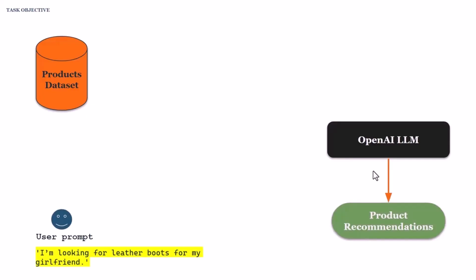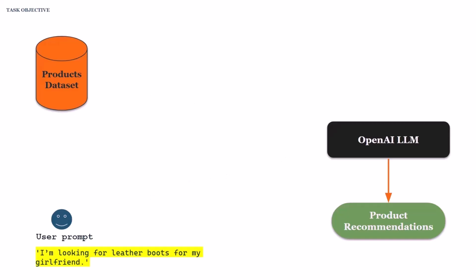A straightforward approach would be to pass the entire dataset and the user's request to a large language model and ask it to generate recommendations. However, since we have thousands of products in the dataset, this approach would not only be expensive, but could also exceed the LLM's context limit. This is where a RAG system comes in.